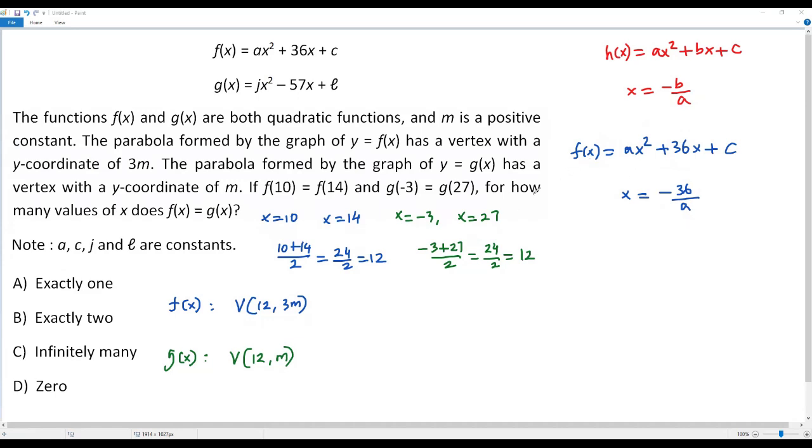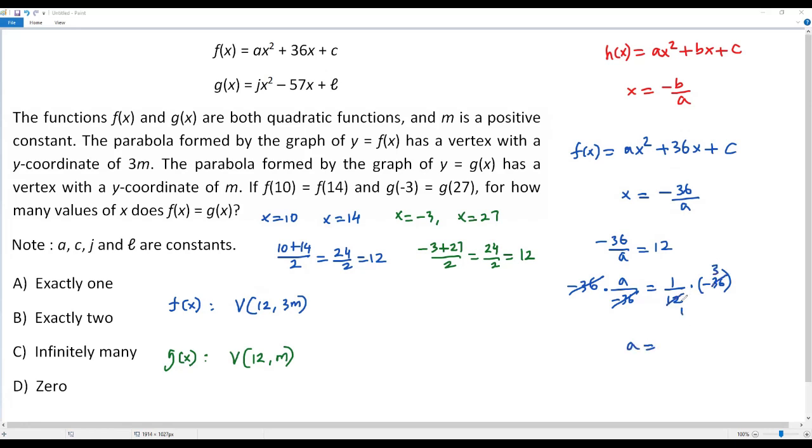But we already got the x coordinate at the vertex of the quadratic function f of x, that is 12. So we can equate this negative 36 over a and this 12. That is, negative 36 over a equals 12. Now let's take the reciprocal on both sides and we get a over negative 36 equals 1 over 12. Now let me multiply both sides of this equation by negative 36. Let me do it on the right side as well, negative 36. Here this negative 36 will cancel out, and here 12 goes into 12 one time and 12 goes into 36 three times.